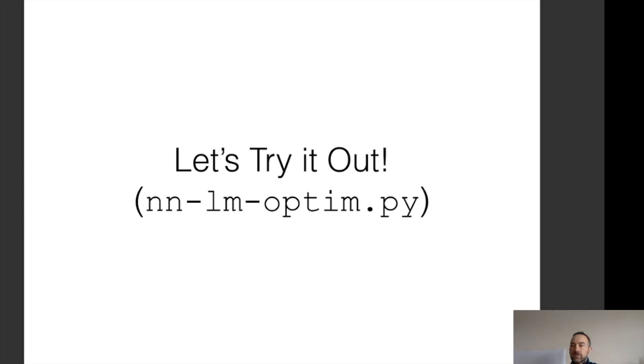So we have a code example for this. You can take a look. It implements a lot of these optimization techniques or training techniques.